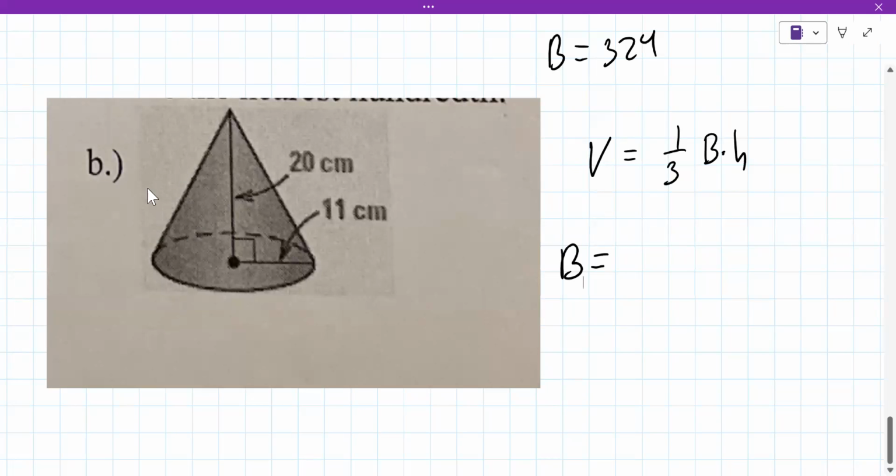What is the formula for the area of a circle? That's what you need to know. Pi r squared. Good. What is the radius? You have the radius right there. 11.